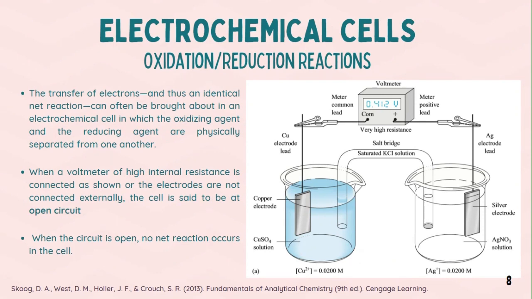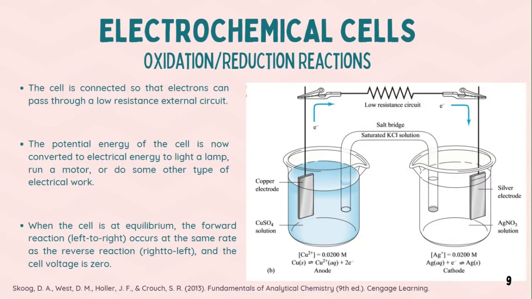If the circuit is open, there will be no net reaction. The voltmeter measures the potential difference, or the voltage, between the two electrodes. This voltage is the measure of the tendency of the cell reaction to proceed toward equilibrium. In the figure you can see on your screens, the cell is connected so that the electrons can pass through a low resistance external circuit.